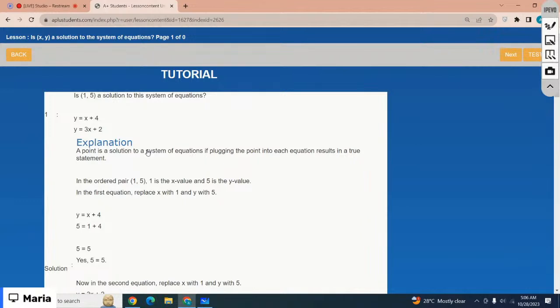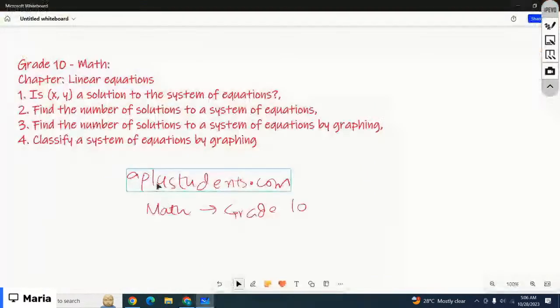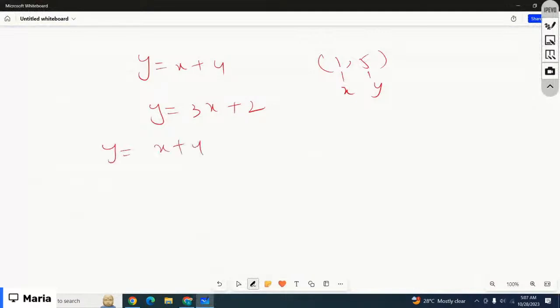The equations are y equals x plus 4 and y equals 3x plus 2, and the pair of values is 1 and 5. This one is x and this one is y. Just put the values in the equations. y equals x plus 4: y is 5, x is 1, 1 plus 4 is 5. For this equation, both sides are equal.